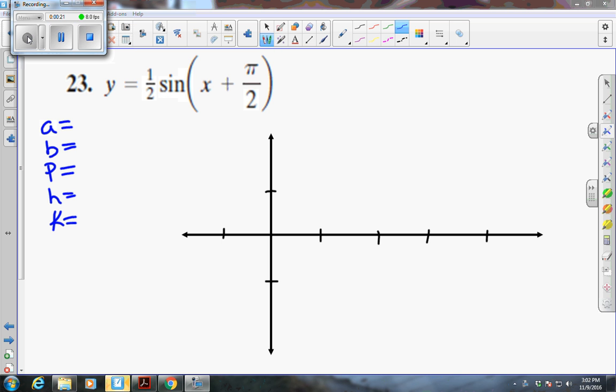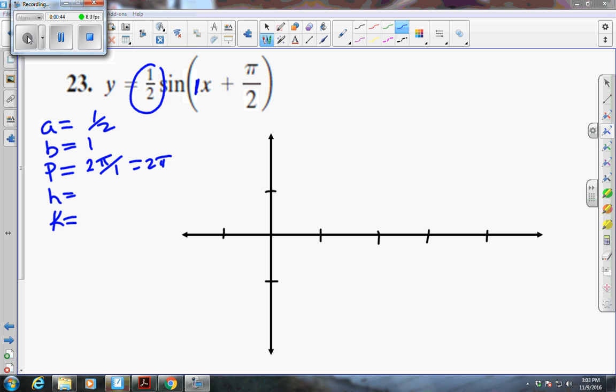The amplitude is this value right there, 1/2, and it's always positive. The b value is whatever's in front of the x. Usually you want to factor that out of the parentheses, but because it's 1, it's irrelevant. The period is always 2 pi divided by b, or 2 pi in this case.